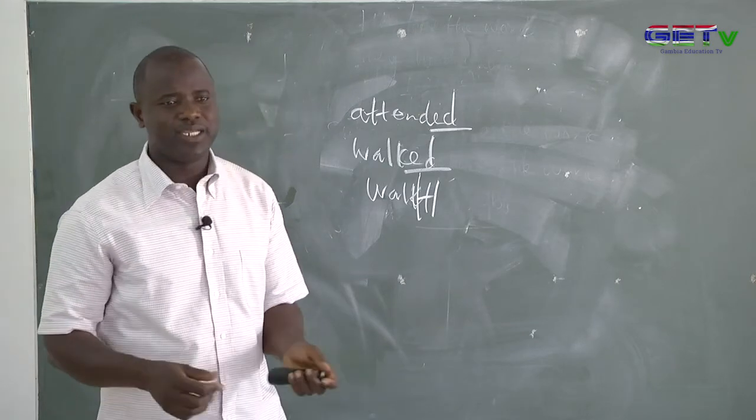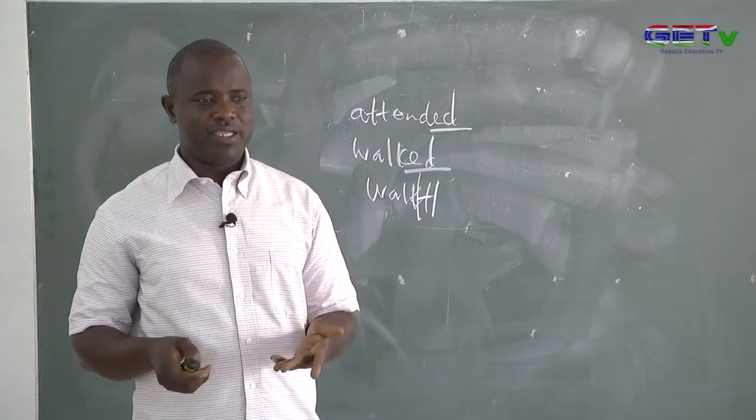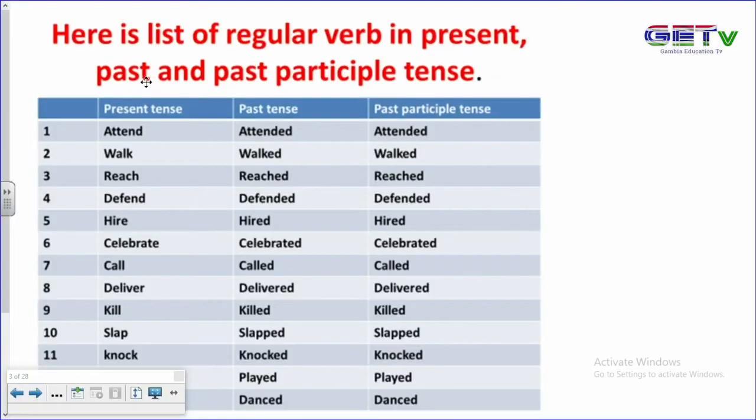We have reach, reached, reached. Defend, defended, defended. Hire, hired, hired. Now, in the case of hire, you need to add only d because the verb ends in e. So when the verb ends in e, you don't need to add another e to form the past tense. You only add d. So we have celebrate, celebrated, and celebrated. The same thing applies because the verbs end in e. Now what do we add? Only d.